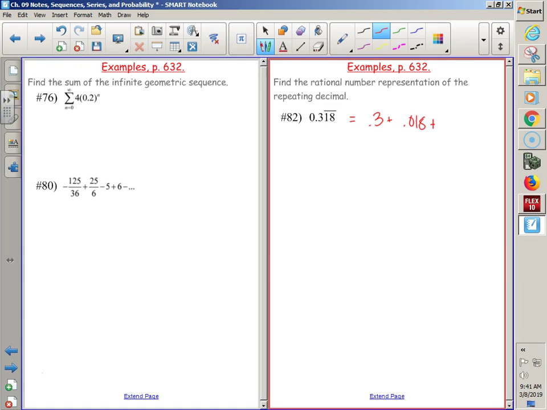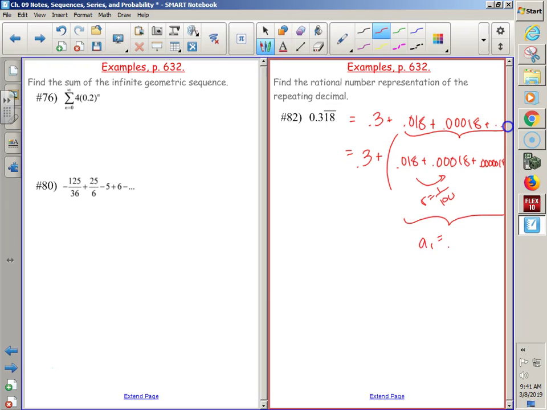What would the next term be? Wouldn't it be another 0.00018? Does this guy even really relate to those guys at all? No. So I would actually separate this to be 0.3 plus, and then have this be the series you're looking at. Once I have this series, what's my common ratio? I add zeros every time, right? So isn't r going to be 1/100? So could I have for this guy my a sub 1 be 0.018 and my r be 1 over 100?